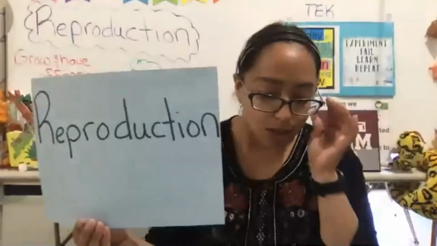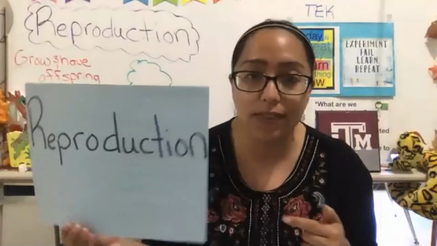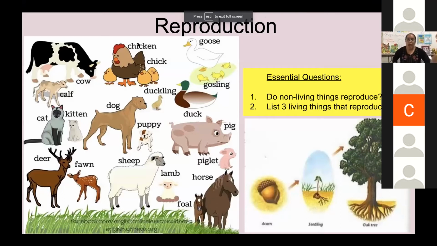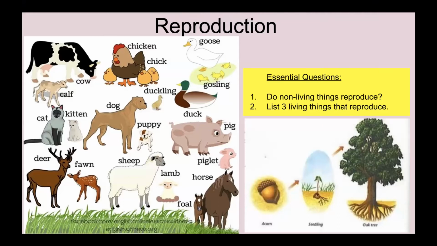Now we're going to go back to that special science word, reproduction. We're going to do a quick little PowerPoint to understand what that word means. So let me start our screen share and then we'll look at some pictures. Again, we're going to be learning about reproduction. By the end of this segment, you guys should be able to answer these two questions. The first question is, do non-living things reproduce? The second question is, you should be able to tell your teacher 3 examples of living things that reproduce. So keep those 2 questions in mind as we go through the presentation today.